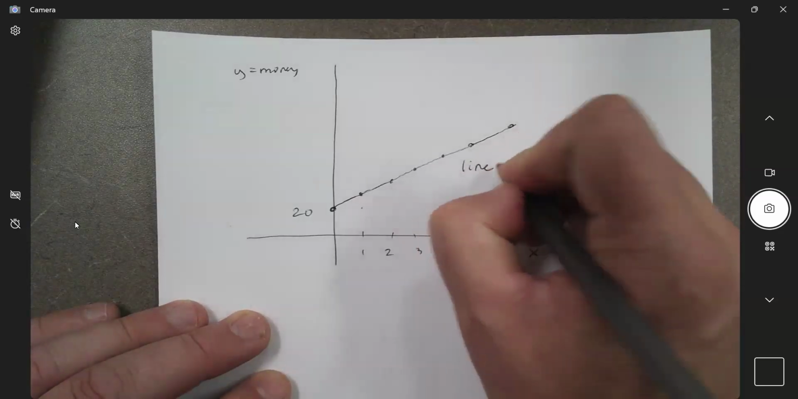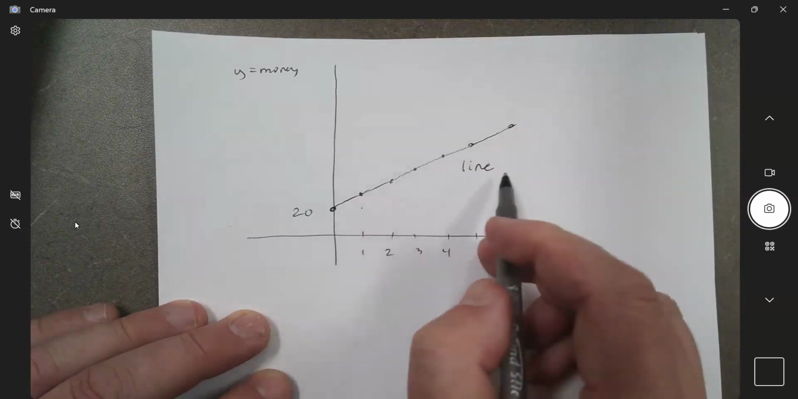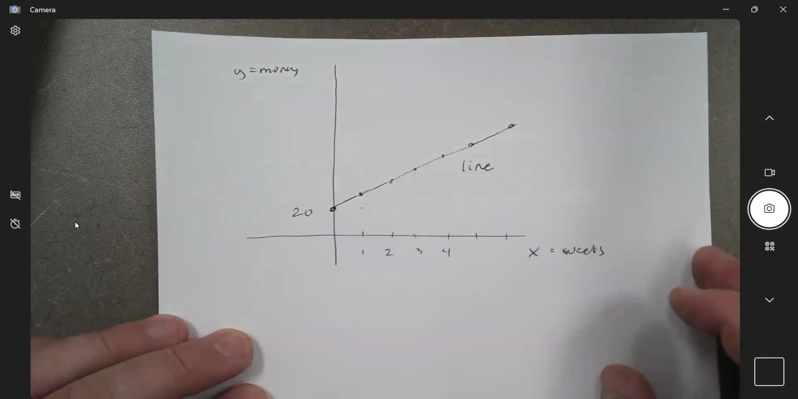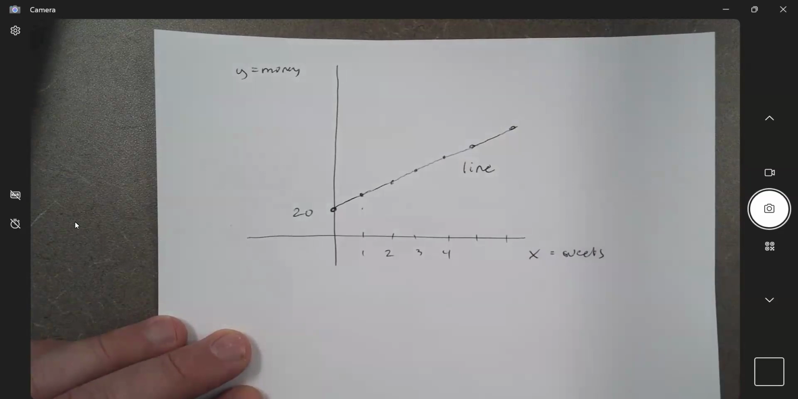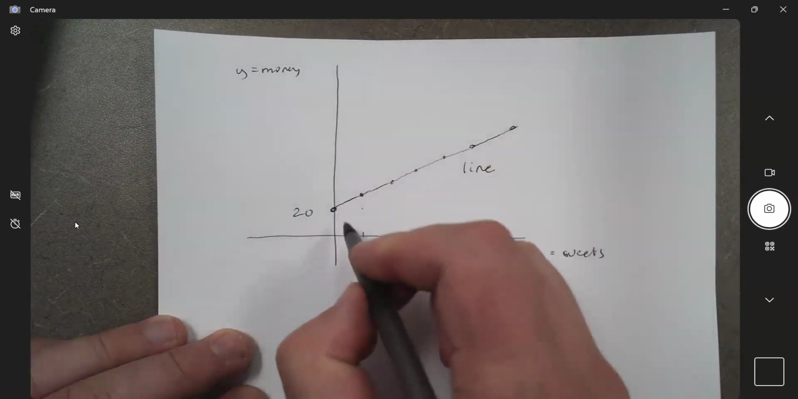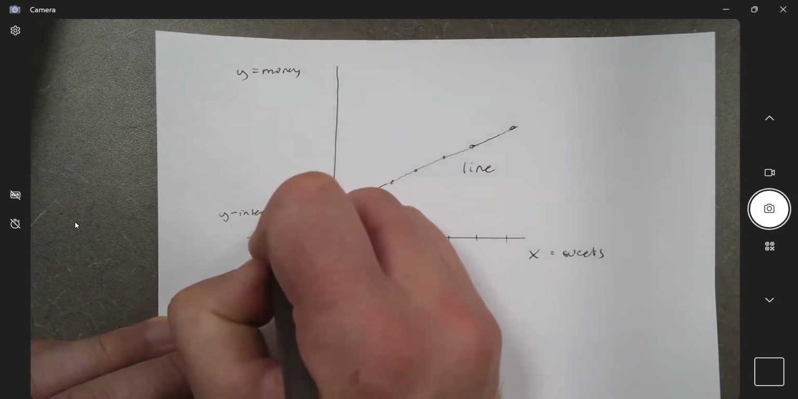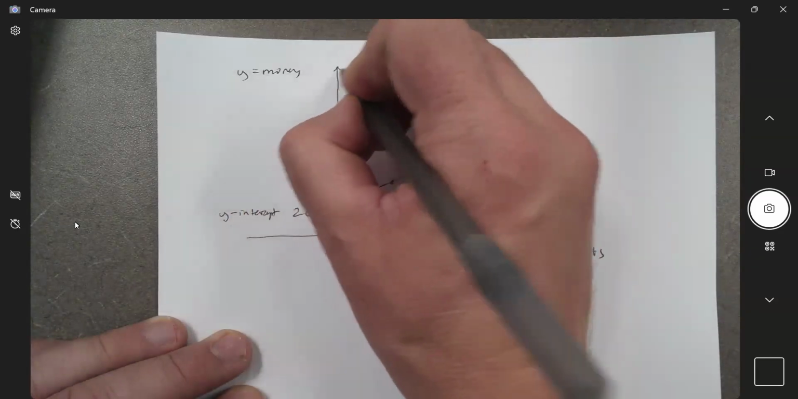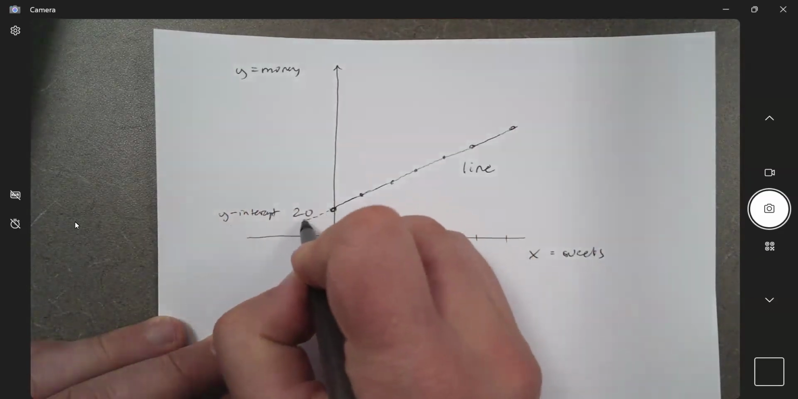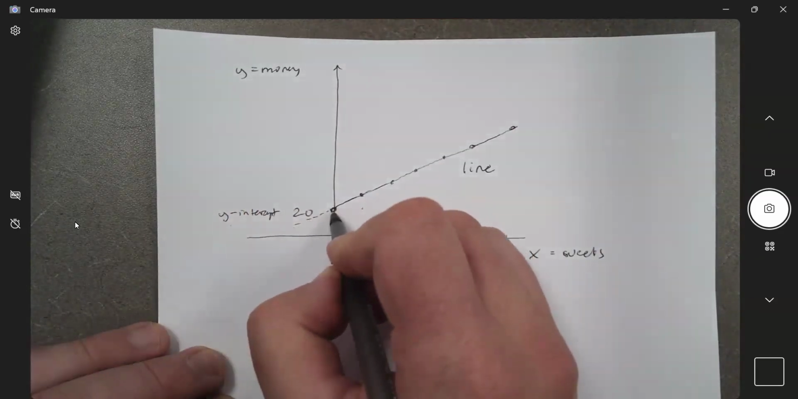This is a line, which is why we call it a linear function, because when you have a graphical representation, it makes a straight line. The 20 is the y-intercept because it's where the line touches the y-axis. That's why we call it the y-intercept.